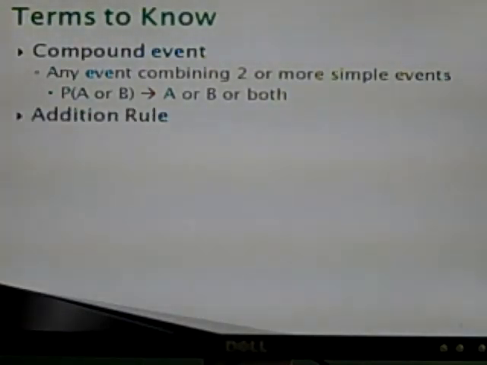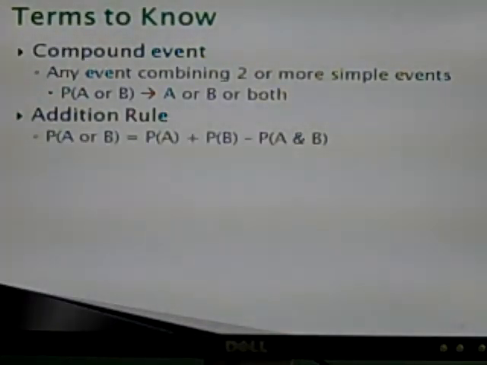Your addition rule, what this lesson is about, is the following. This is how we find the probability of a compound event. You're going to take the probability of A happening plus the probability of event B happening, and then if it's necessary, if there's an overlap, you're going to subtract from that the probability of A and B happening, so when they happen both at the same time.